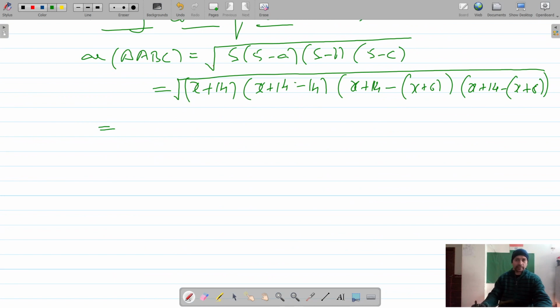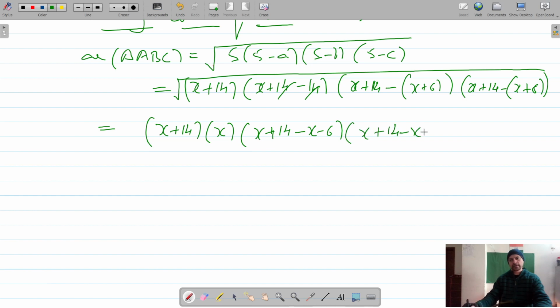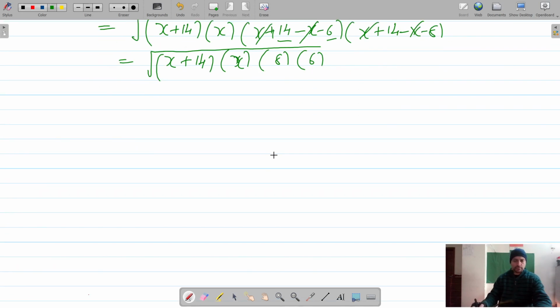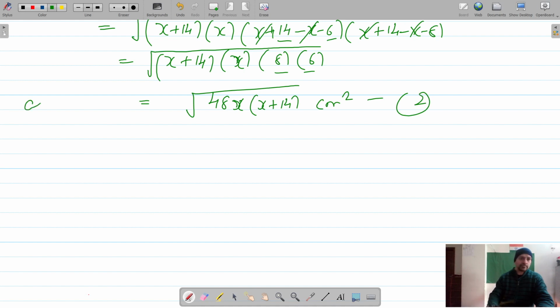Okay, so now it's x plus 14 into, if I open up the brackets, x plus 14 minus x minus 6, and x plus 14 minus x minus 8. The whole thing is under root. So x and x get cancelled, x and x get cancelled. We are left with x plus 14 into x into 14 minus 6 is 8, and 14 minus 8 is 6, under root. Sorry, 8 into 6 is 48, so square root of 48x into x plus 14. So this is the area of the triangle ABC.